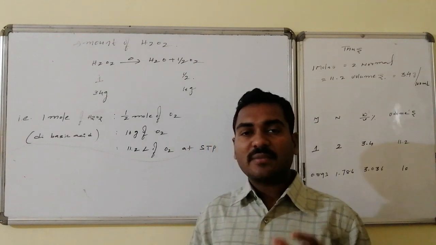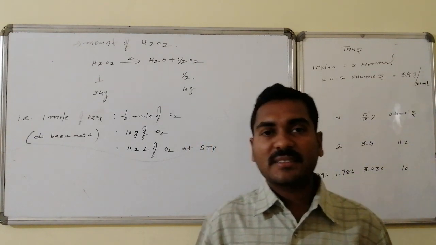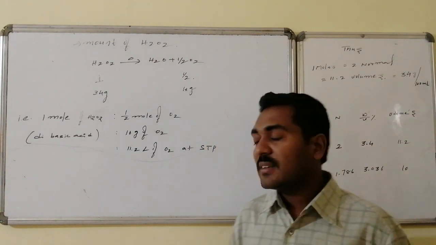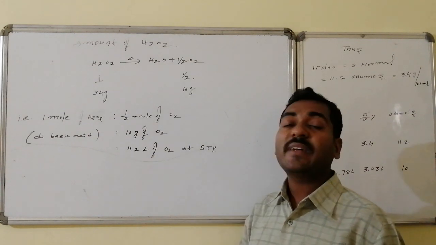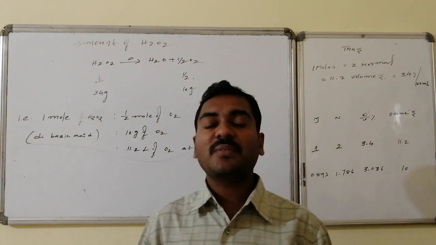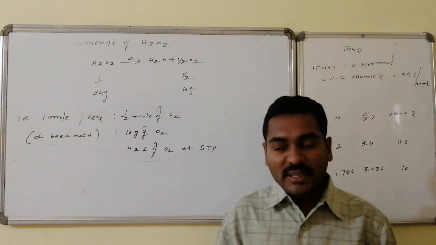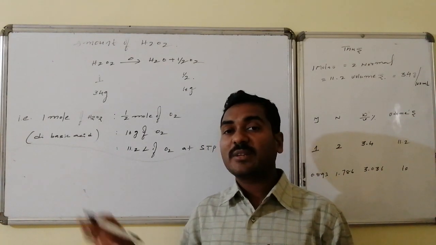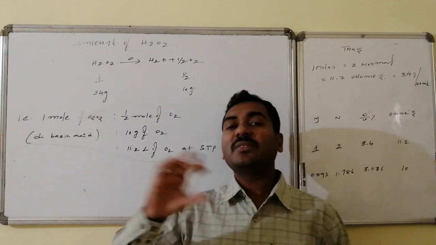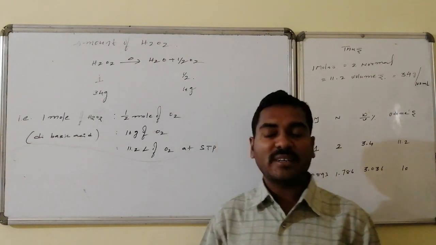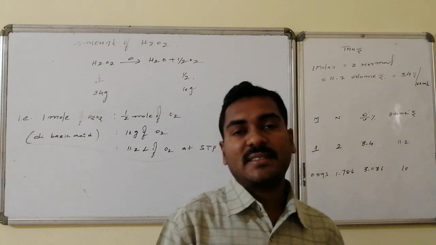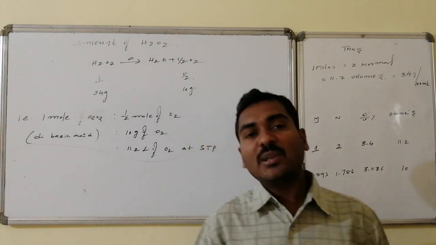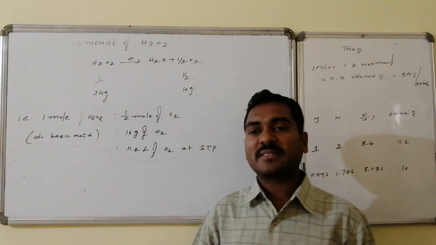So this is 1 molar of hydrogen peroxide, which is equal to 2 normal. This 2 normal is producing 11.2 volumes of oxygen. The volume is referred in such a way that from 1 unit of volume of hydrogen peroxide solution, how many units of volumes of oxygen gas are liberated. That is the reference for the volume calculations of hydrogen peroxide.